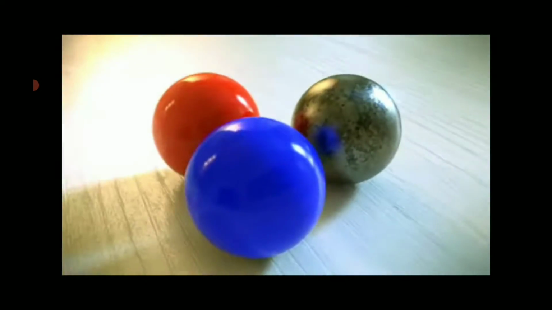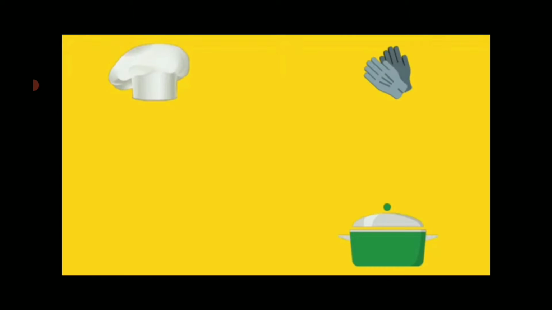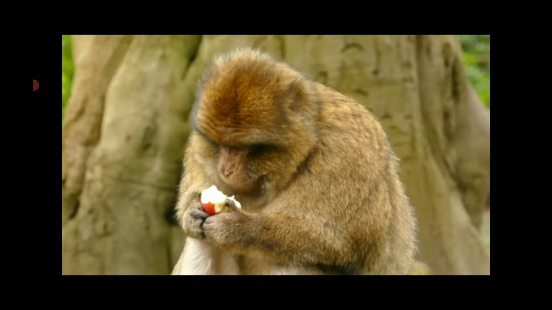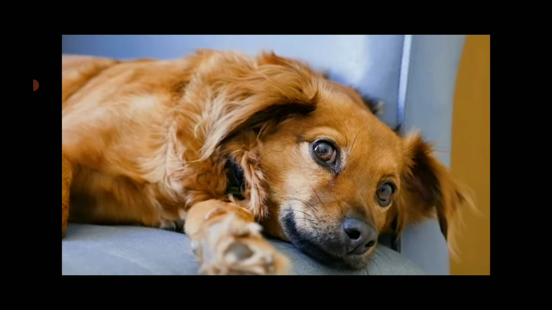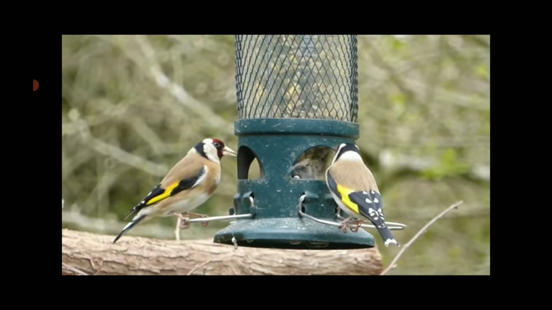Non-living things do not eat, breathe, grow, or make more of themselves. Here are some examples of non-living things. Living things are all around us. We need to care for them and for each other. We can help all living things by caring for our environment.